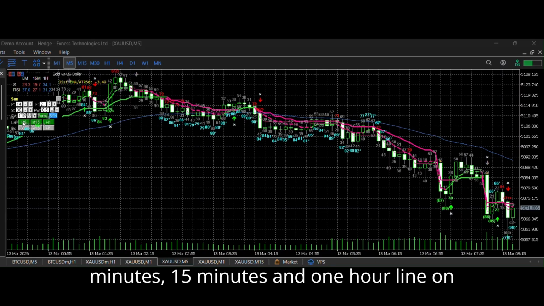So I can turn off these lines for now. As you can see, they've been removed and we only have the time frame SunSignal line, right? Let me turn them back on.